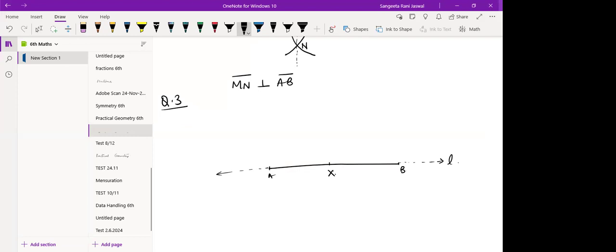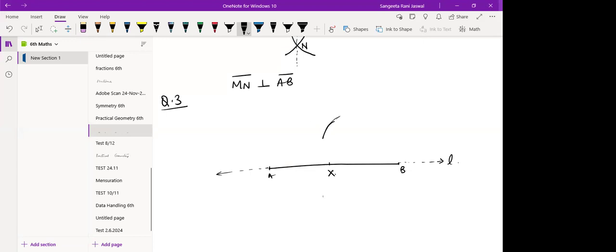Now, how did we make a perpendicular? We keep our pointer at B and open the compass to more than distance XB. Now we want to draw a perpendicular, so we won't mark the arc below. We'll make just one arc above here. We don't need the below one.